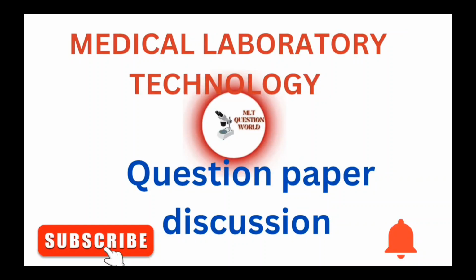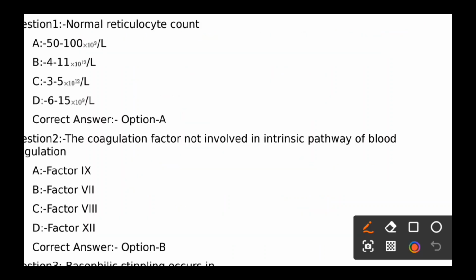Let us start. Question number 1. Normal reticulocyte count. Option A 50 to 100 into 10 raised to 9 per liter. Option B 4 to 11 into 10 raised to 12 per liter. Option C 3 to 5 into 10 raised to 12 per liter. Option D 6 to 12 into 10 raised to 9 per liter.